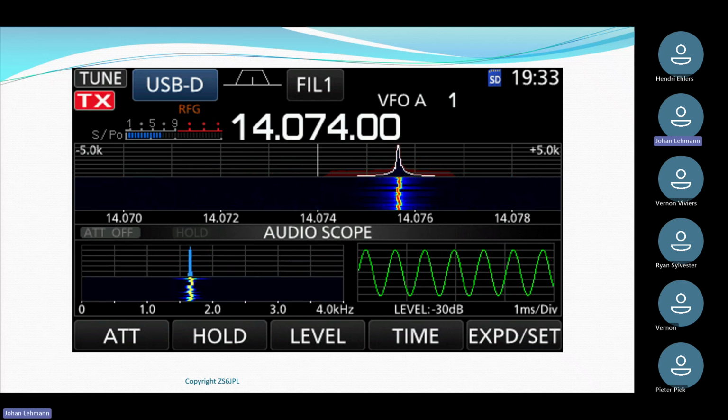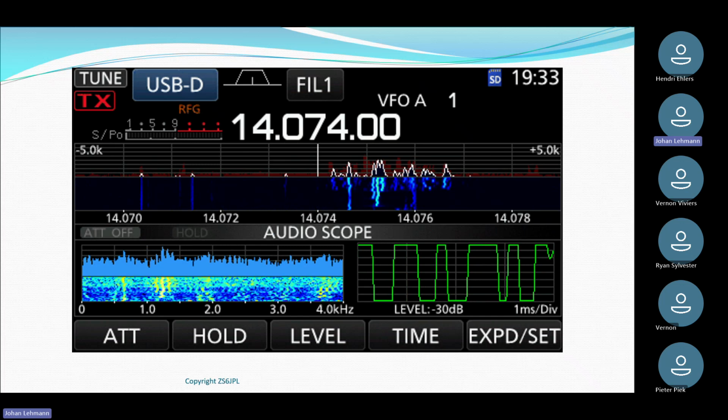Okay, that's transmitters. Did we make it? Yes, exactly 8 o'clock. Henry?